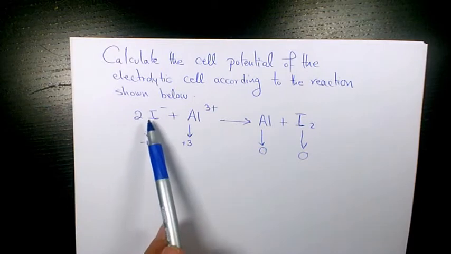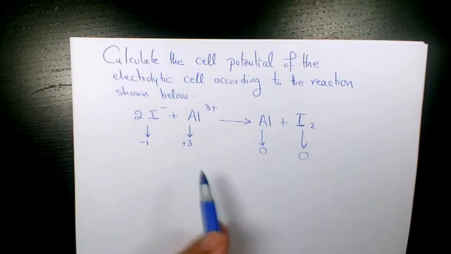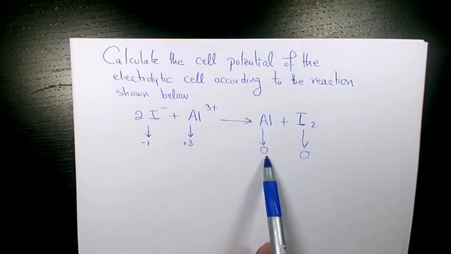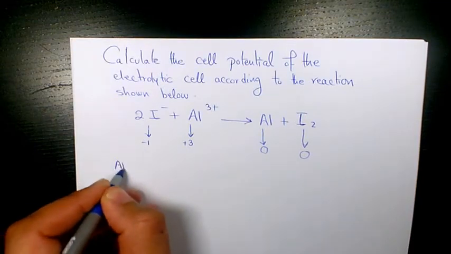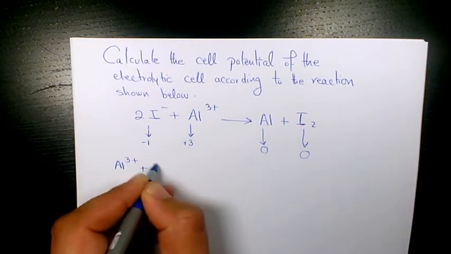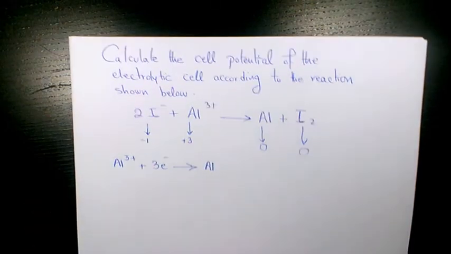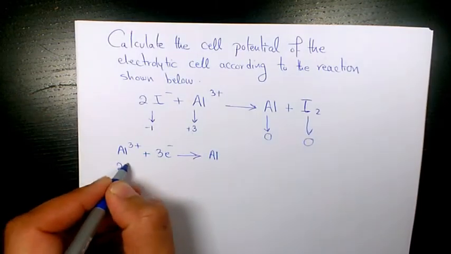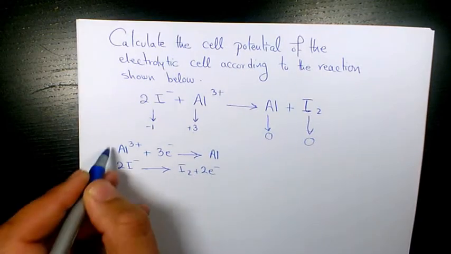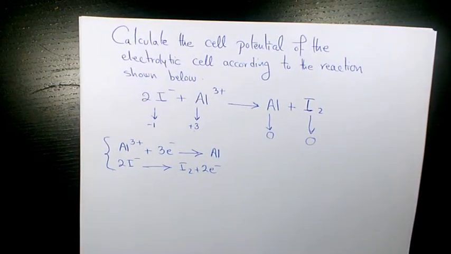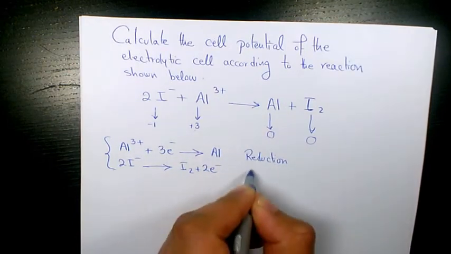So as you see here, iodine is going from -1 to 0, so we have oxidation. And here +3 goes to 0, so it means that we have reduction. So if I want to write the half reaction, that's going to be equal to Al. And on the other side, you have 2I⁻ gives you I₂ plus 2e⁻. So here we have reduction. Here we have oxidation.